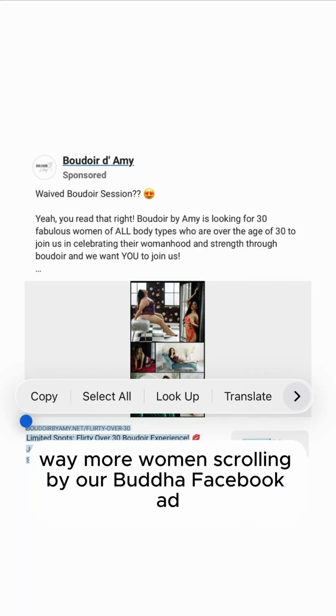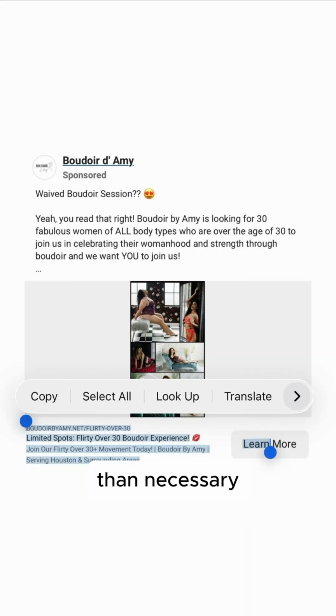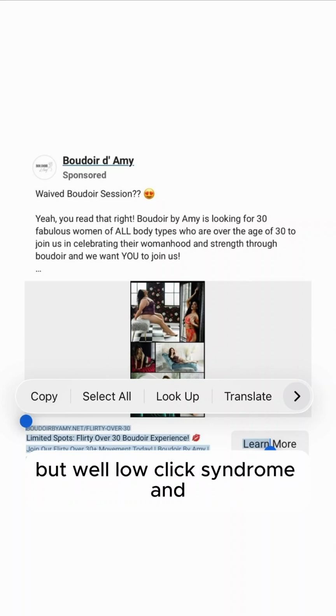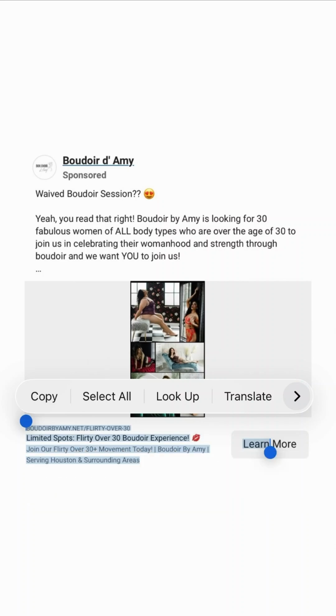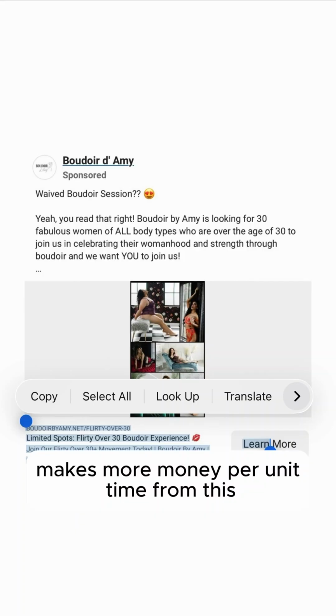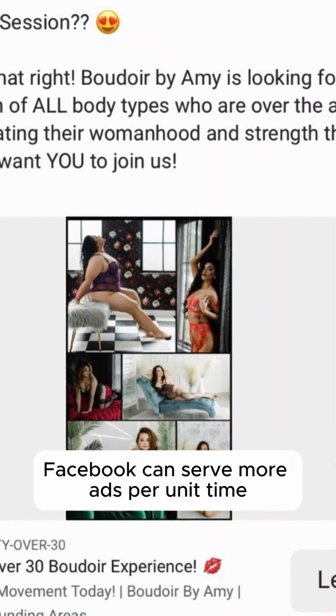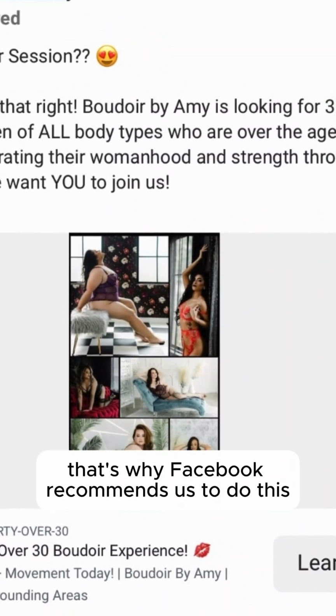way more women scrolling by our Boudoir Facebook ad than necessary, which actually pulls our unique CTR under 6%, contributes to BLCS, Boudoir low-click syndrome, and Facebook actually makes more money per unit time from this, because more women are scrolling faster, so Facebook can serve more ads per unit time. That's why Facebook recommends us to do this.